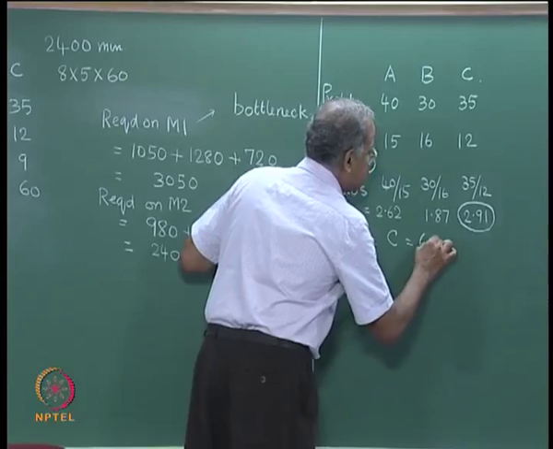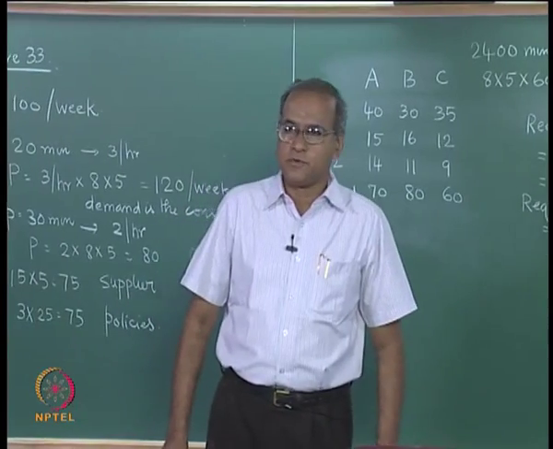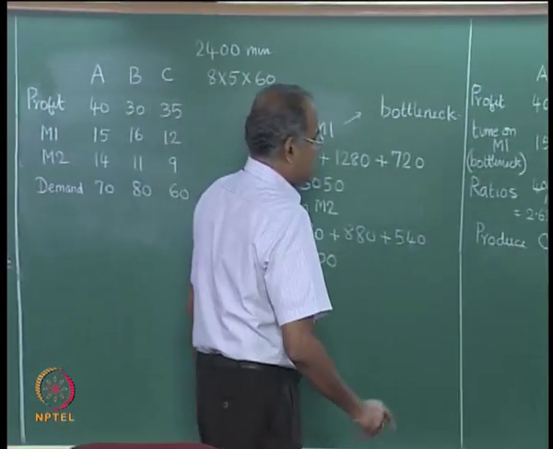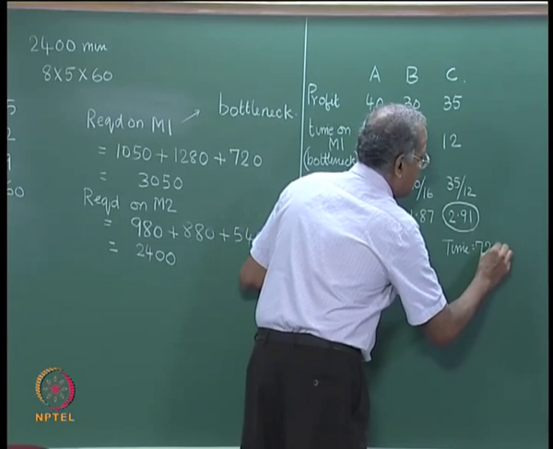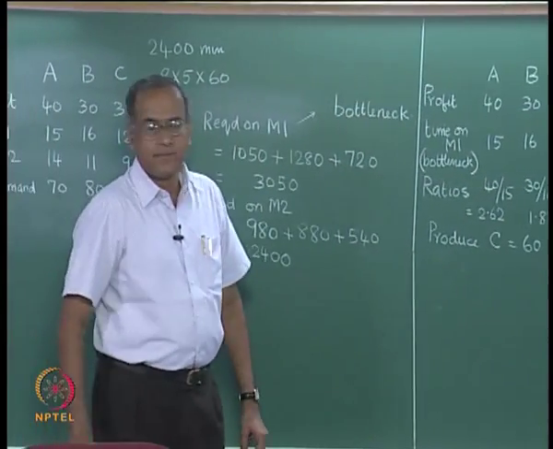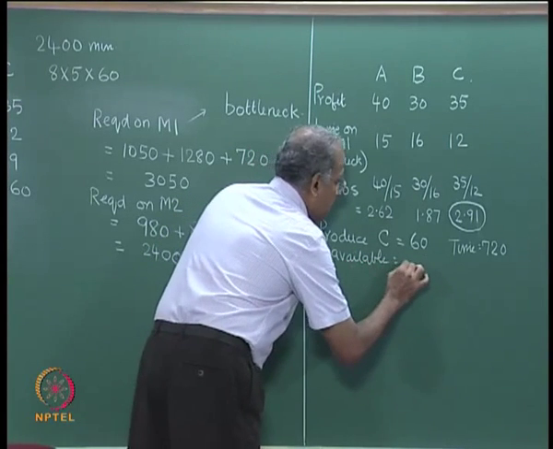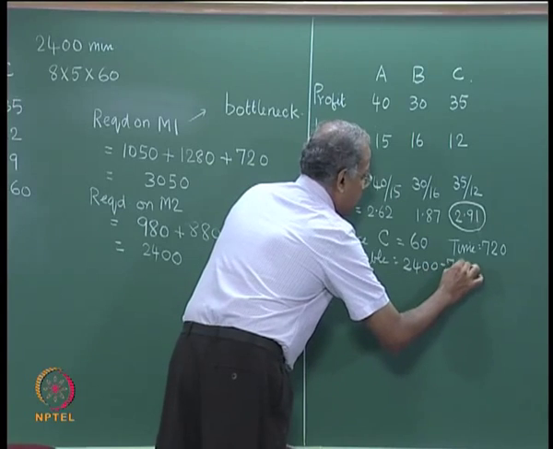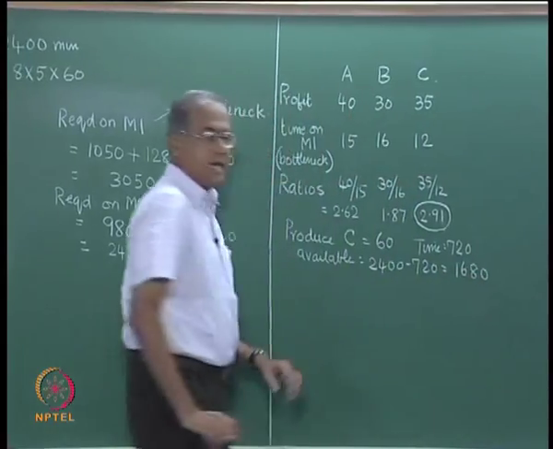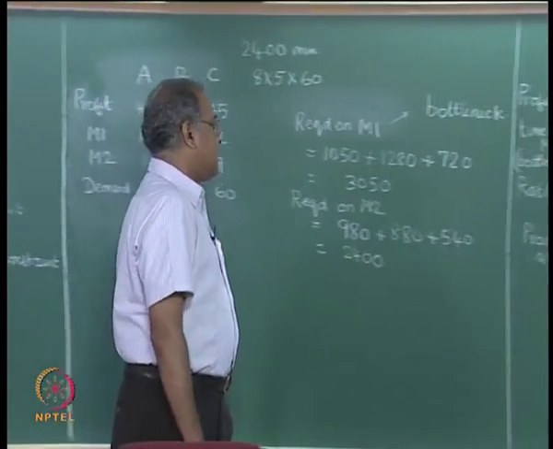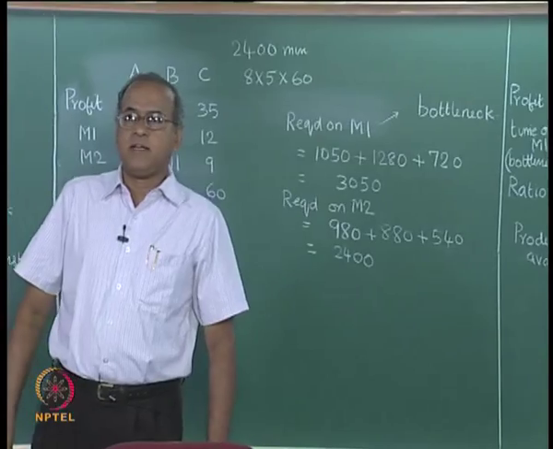So, produce as much of C as possible, 60 of C, and check whether we have enough time to produce. So, 60 of C is going to take 60 into 12, 720. So, time available is equal to 2400 minus 720, which is 1680. Now, take the next one which has the highest ratio, which is A, and see whether we can produce.